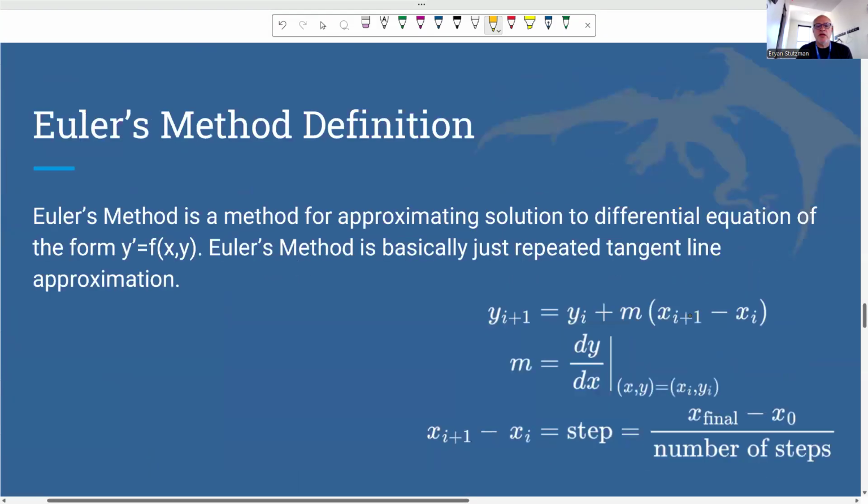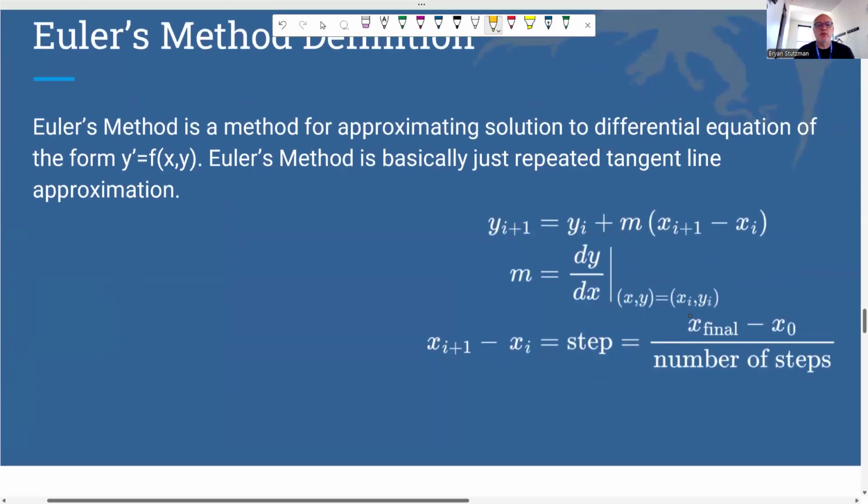Well, Euler's method is going to do this repeatedly. Instead of just doing one step, we're going to do multiple steps to approximate the function. So we're always calculating the new value of y: the new value of y is the old value of y plus the slope times the step size. The step size is the change in x values. And I might tell you how much I want to make a step each time. It could be some number like 0.1 or 1 or something.